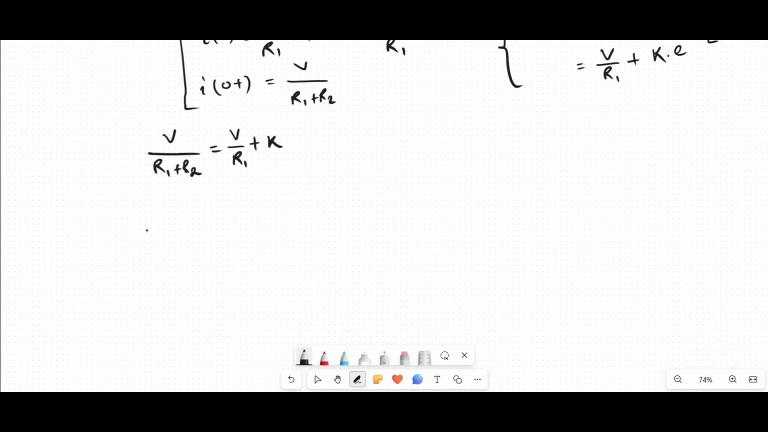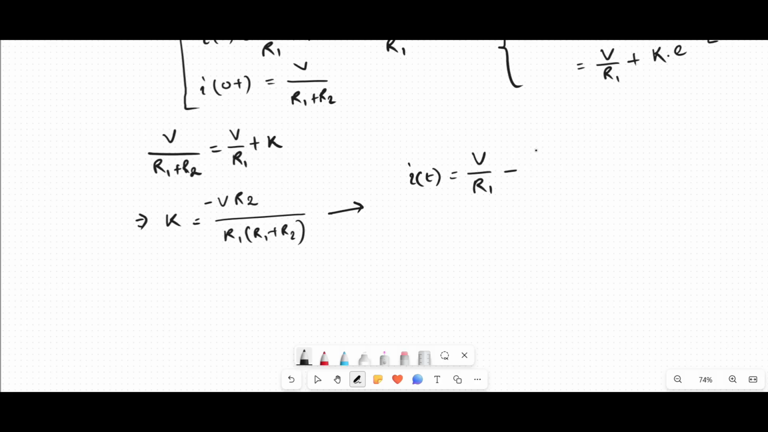Now solving for K, we can get the value of K as V R2 divided by R1 plus R2, which is negative. So this is the value of K. So now if we put this value in the equation, we'll be getting the value of I(t) as I(t) equals V by R1 minus V R2 divided by R1 multiplied by R1 plus R2 into e to the power minus R1 by L into t, right?